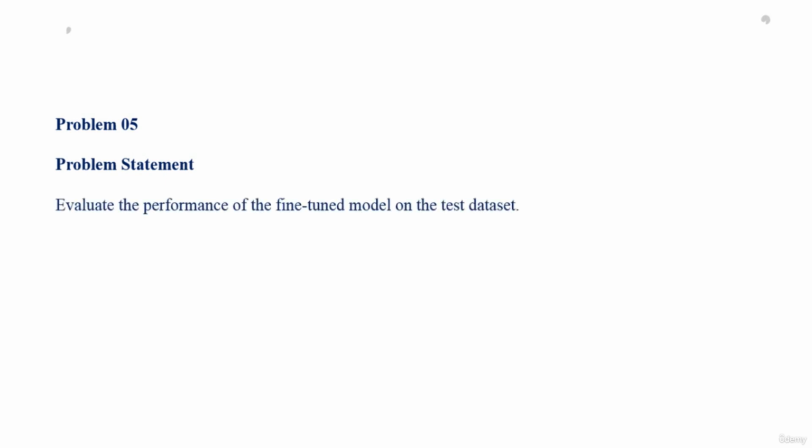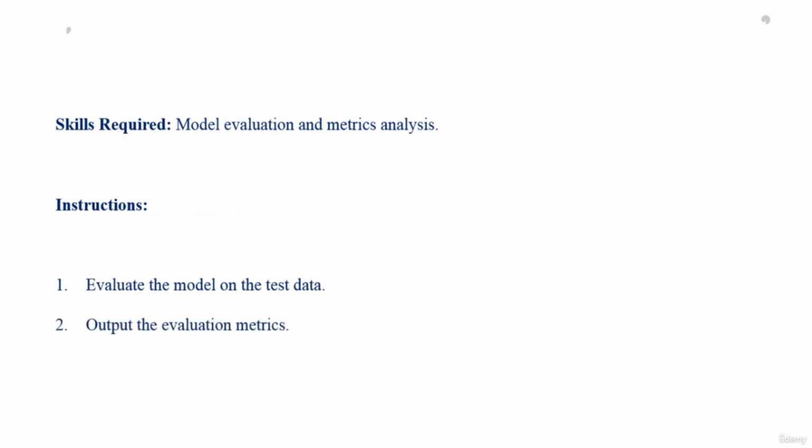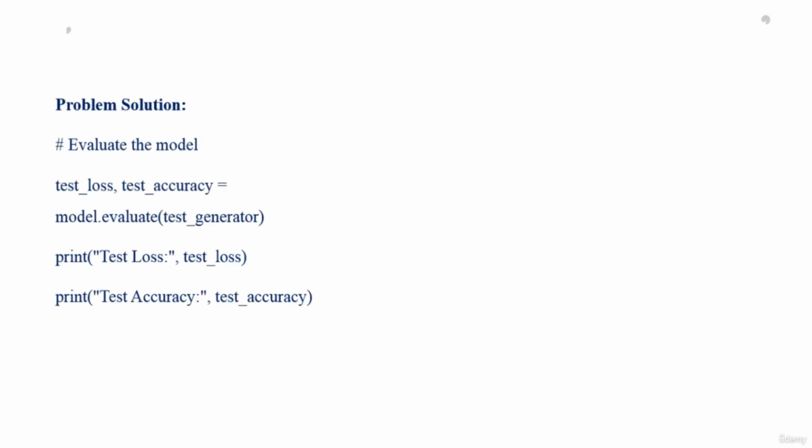Problem 05. Problem statement. Evaluate the performance of the fine-tuned model on the test dataset. Skills required: model evaluation and metrics analysis. Instructions. Evaluate the model on the test data. Output the evaluation metrics. Algorithm. Use the model's evaluate method on test data. Print the results. How code is working: the model's performance is assessed on the test dataset, providing metrics such as loss and accuracy.